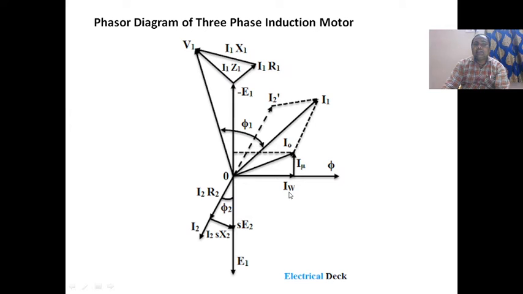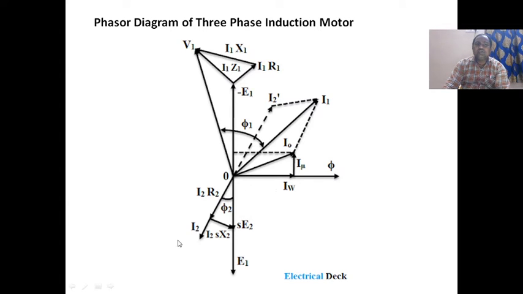Whenever current flows in an induction machine, the no load current is split into two parts. One is IW, another is I mu. IW is on the x axis, I mu on the y axis. The sum of IW and I mu is the no load current. This is the first step. Normally all loads are taken as inductive loads, so the current I2 is taken as lagging.